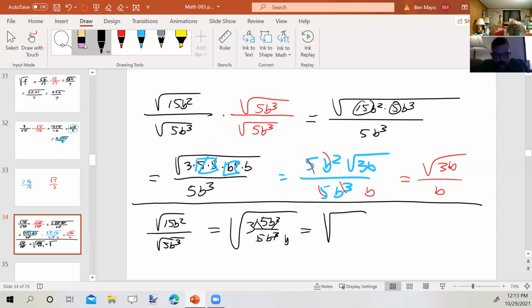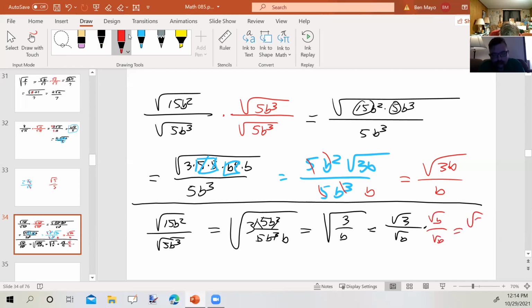This is, hang on. I got myself in too much of a hurry there. So by putting them together and reducing it, I now have the square root of 3 over the square root of b. Okay. Which is the square root of 3 over the square root of b. I'm going to multiply that by the square root of b over the square root of b, and I have the square root of 3b over b.